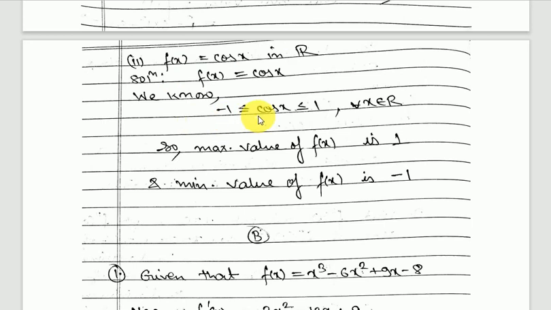So you know that the value of cos, no matter what you take in place of x, will lie between -1 and 1. So we know that cos x is greater than or equal to -1 and less than or equal to 1 for every real number. So clearly the maximum value of this function cos x will be 1 and the minimum value will be -1.